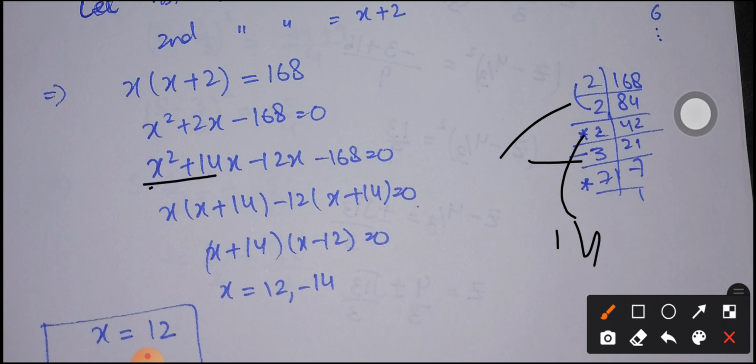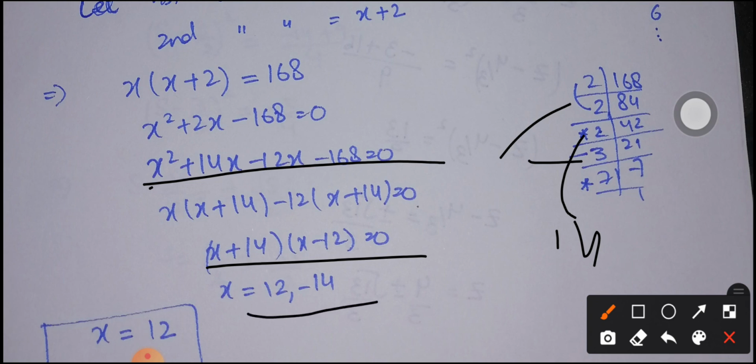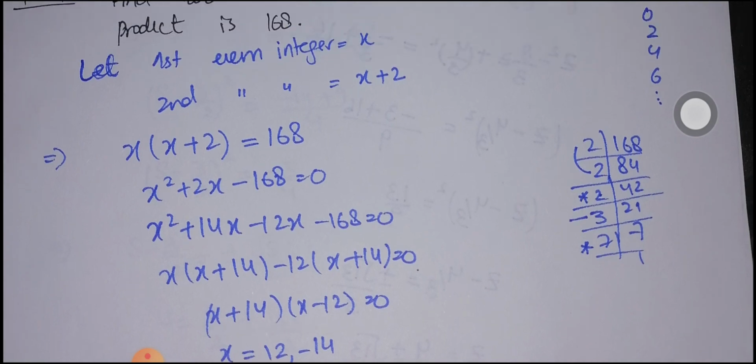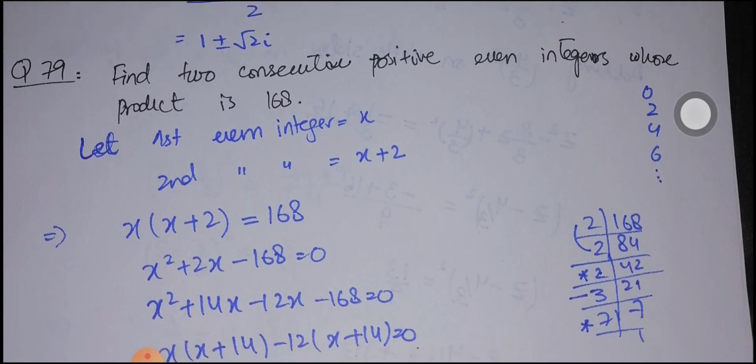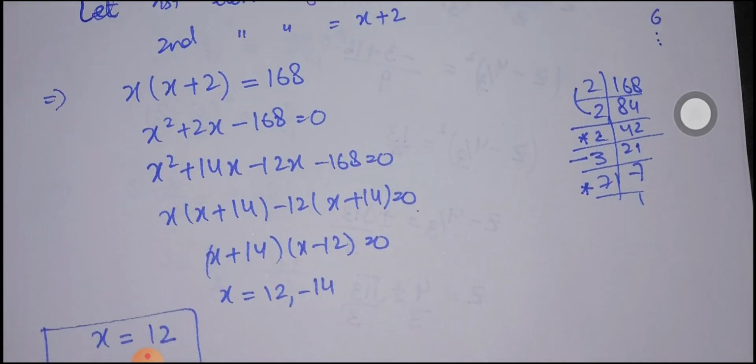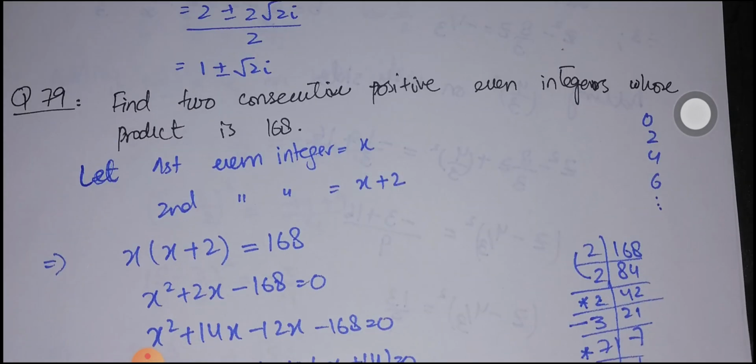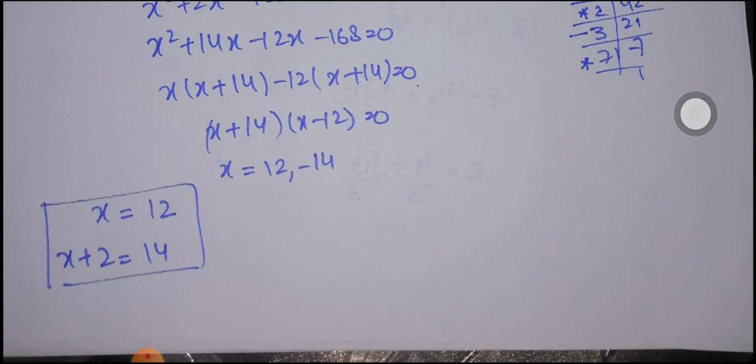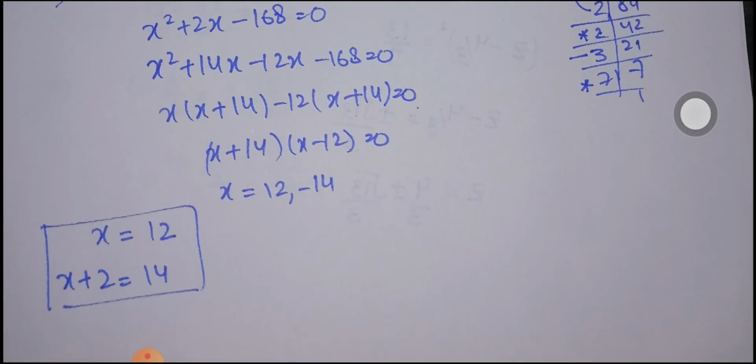So here is the factorization, and here are the required factors, and x will be equal to 12 and minus 14. But in the question we are required to find the positive integer, so we will choose the positive value. If we were required to find the negative even integer, we would choose the negative number at the end. But right now it's positive, so I am going to choose the positive number. x is equal to 12 and x plus 2 will be 14 exactly.